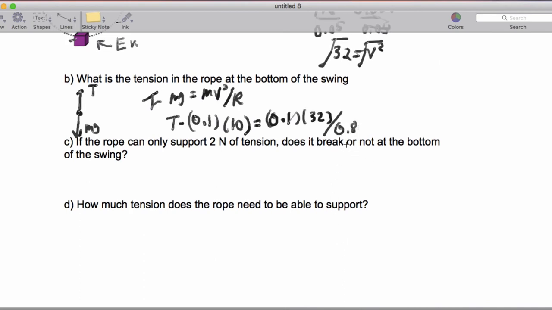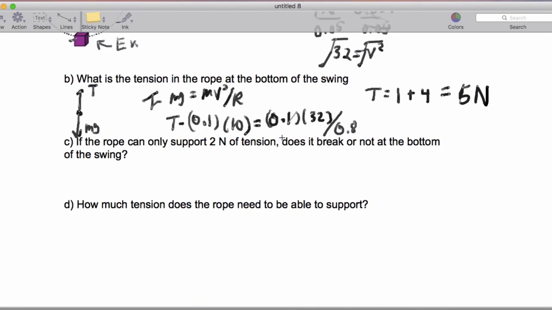And so we're going to end up getting that the tension equals, when we simplify, 1 plus 4, which is giving me 5 newtons worth of force, if I did that right. Let me just double check. So 32. Yep. All right. So that is 5 newtons worth of force.